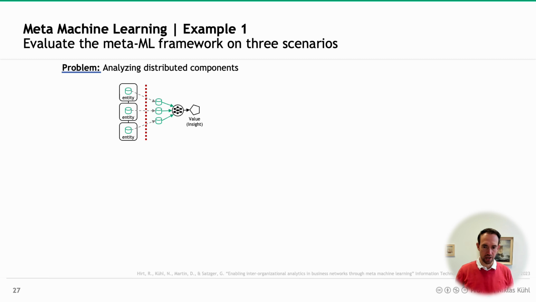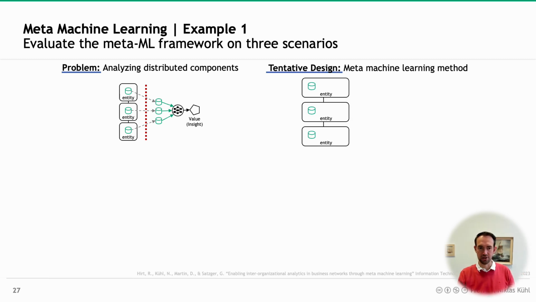So what we want to do now is we want to utilize a meta machine learning framework to see how well it does. So right now, we can assume that no data is shared across the lines, just as an example. And we want to analyze these distributed components, right? Each of these lines is its own entity in our logic.